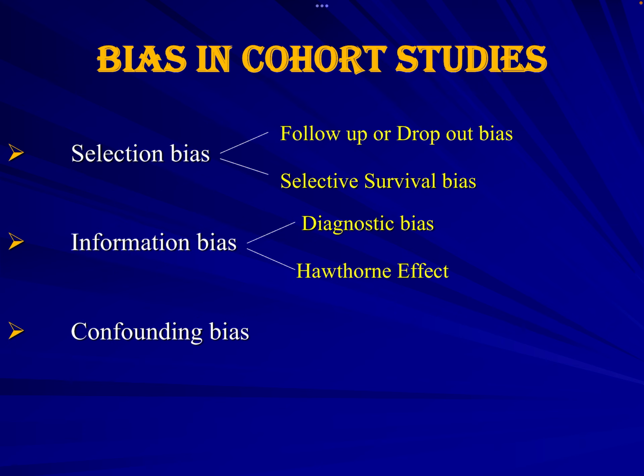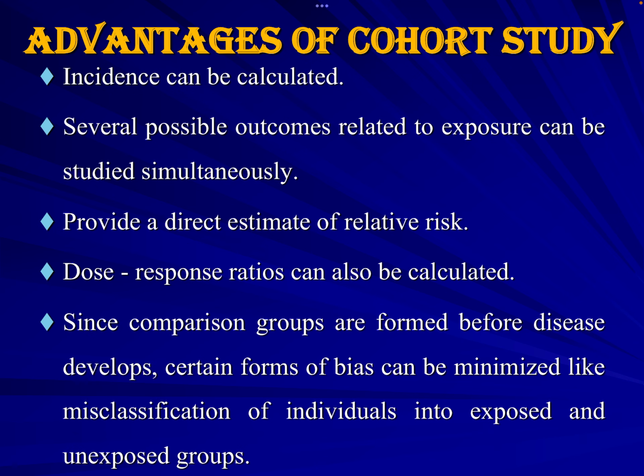Next is bias in cohort studies. Basically, we can divide it into 3: selection bias, information bias, and confounding bias. In selection bias, we have follow-up or dropout bias and selective survival bias. In information bias, we have diagnostic bias and Hawthorne effect.